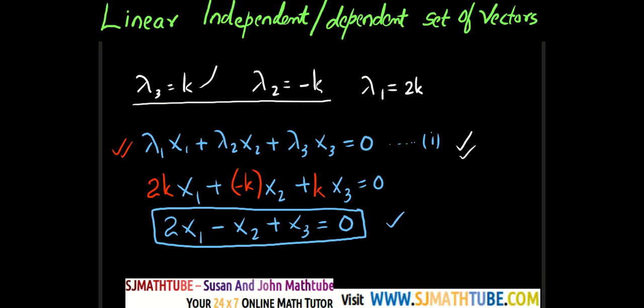So look at this. That means the vectors are linearly dependent, and this is the connection between them. Because if the vectors are dependent, then there will be a connection between them, and this is how the vectors are connected. So I'll stop this video over here.